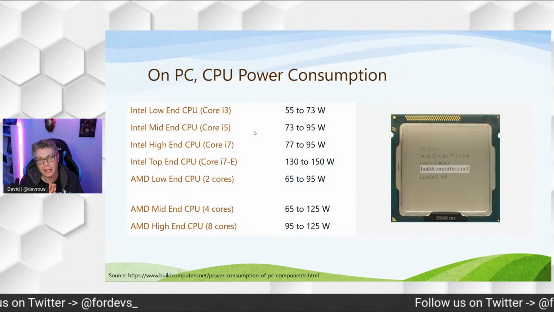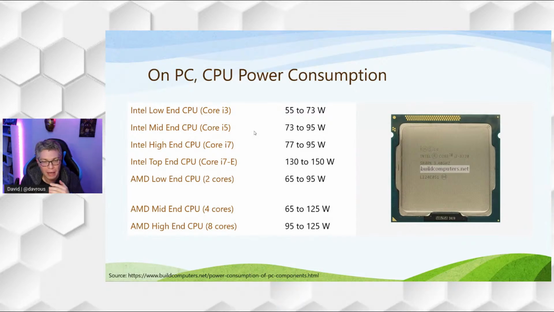Let's start on desktop. So rather PC and Mac, it's most of the time the same architecture. So based on the CPU you're going to use, if it's an i3 or i7 or i9, the consumption of energy will vary from 55 to up to 150 watts.